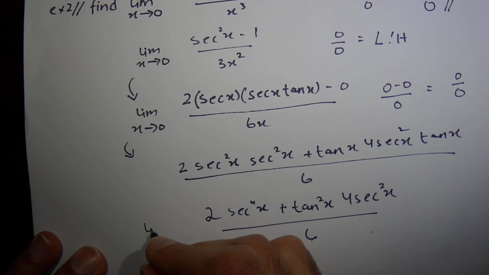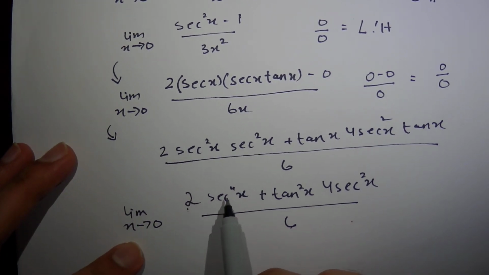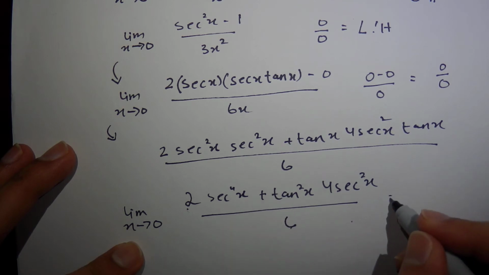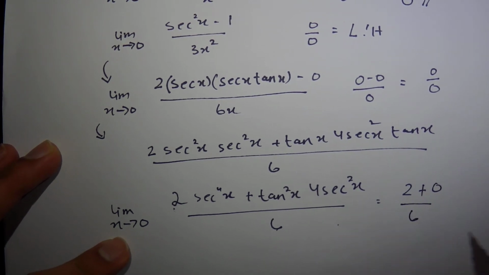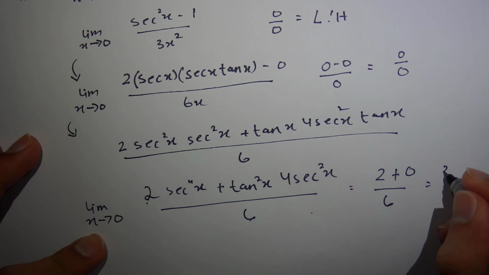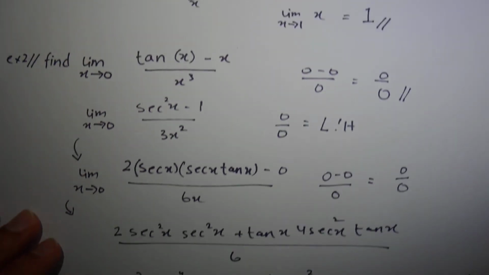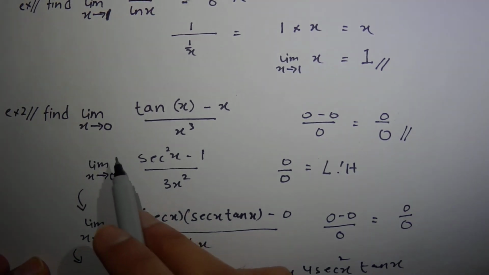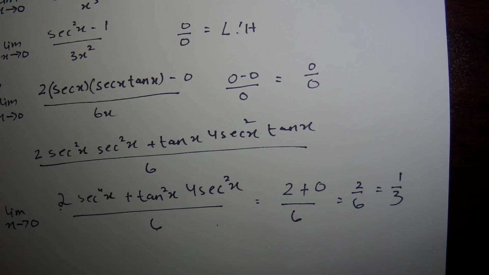Now let's try taking the limit. Hopefully this works out. So 2 times secant to the power of 4 of 0, which we know is 1. So 2 by 1 we have 2. Plus tan squared of 0 is 0. That makes the entire thing 0. Divided by 6. That is equal to 2 over 6, which could be simplified as 1 over 3. So through L'Hopital's rule, we know that the limit as x approaches 0 of tan of x minus x divided by x cubed is just 1 over 3.